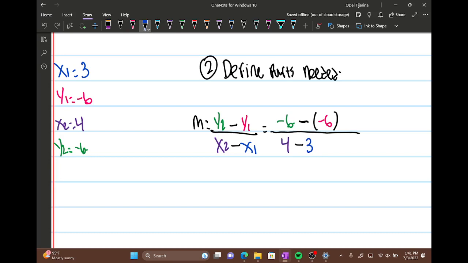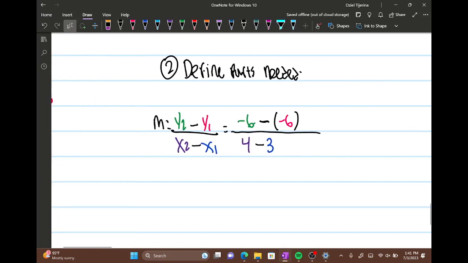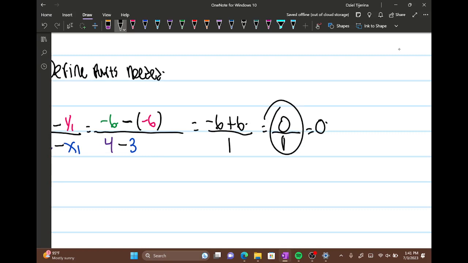So then x2 is 4 and x1 is 3, right? So we would just plug it in. Now again, this becomes -6. Negative of a negative is positive. Plus 6 over 4 minus 3 is 1. So -6 plus 6 is 0. 0 over 1, well, that's 0. So of course, we can say it's 0. But when 0 is in the denominator, we would always say it's undefined.